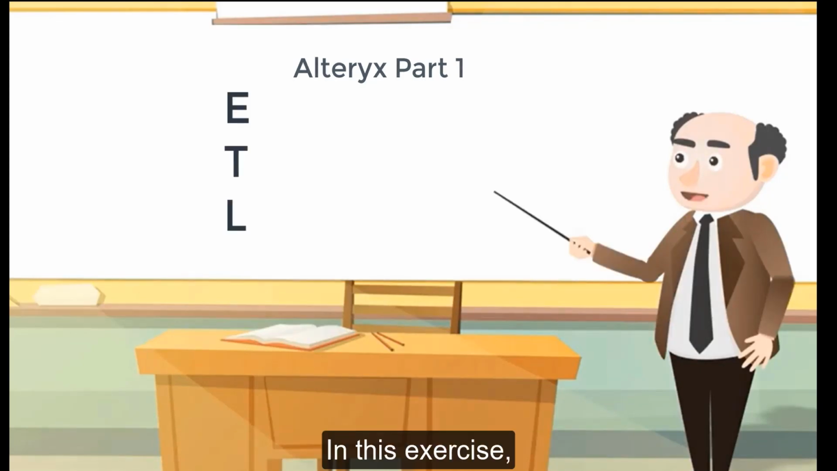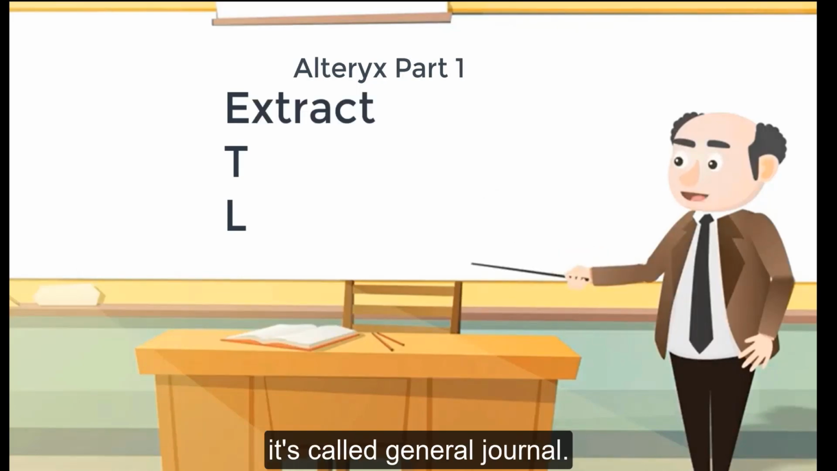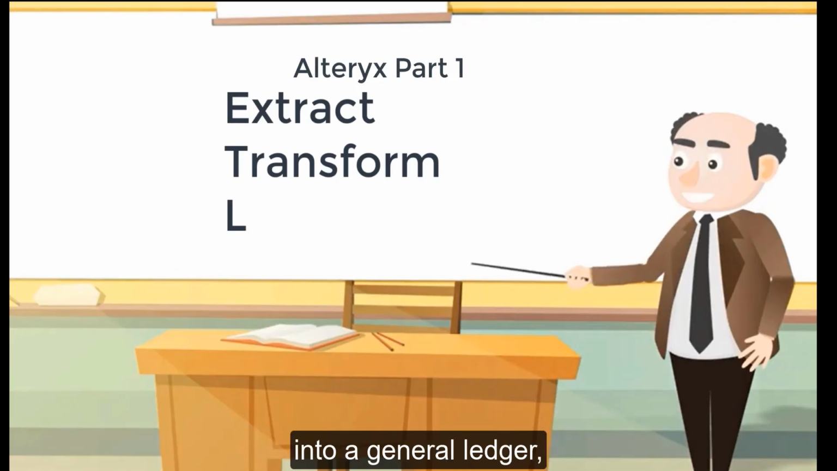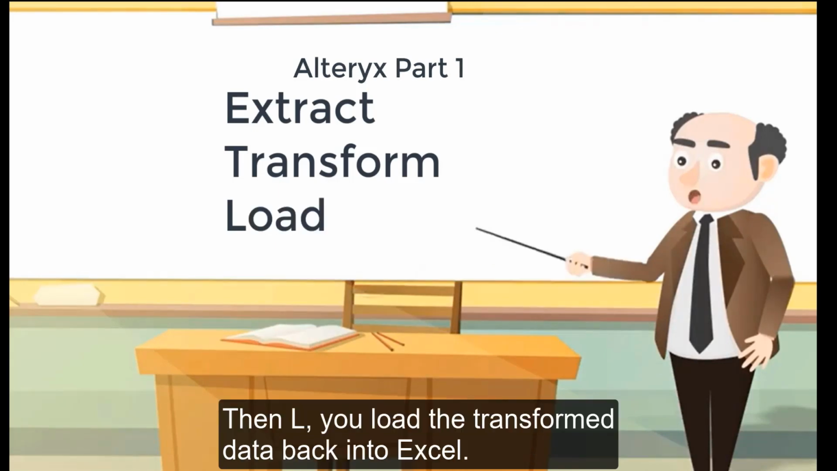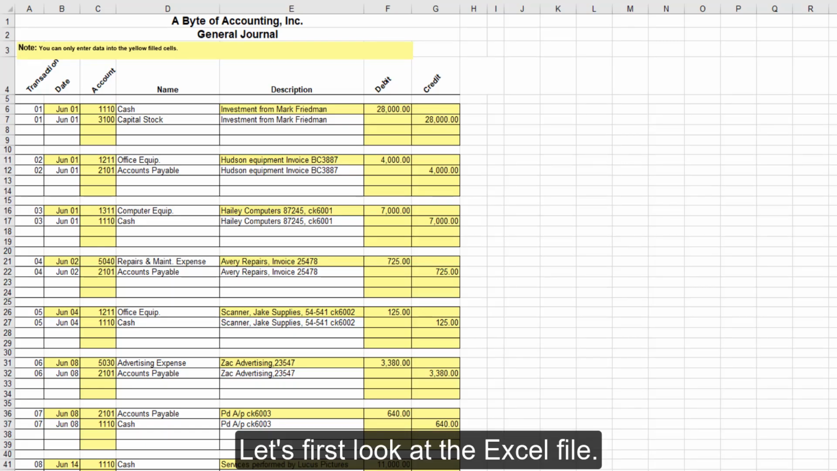In this exercise, you will extract a sheet. It's called General Journal. You will transform the data into a general ledger and an unadjusted trial balance. Then you'll load the transformed data back into Excel. Let's first look at the Excel file.